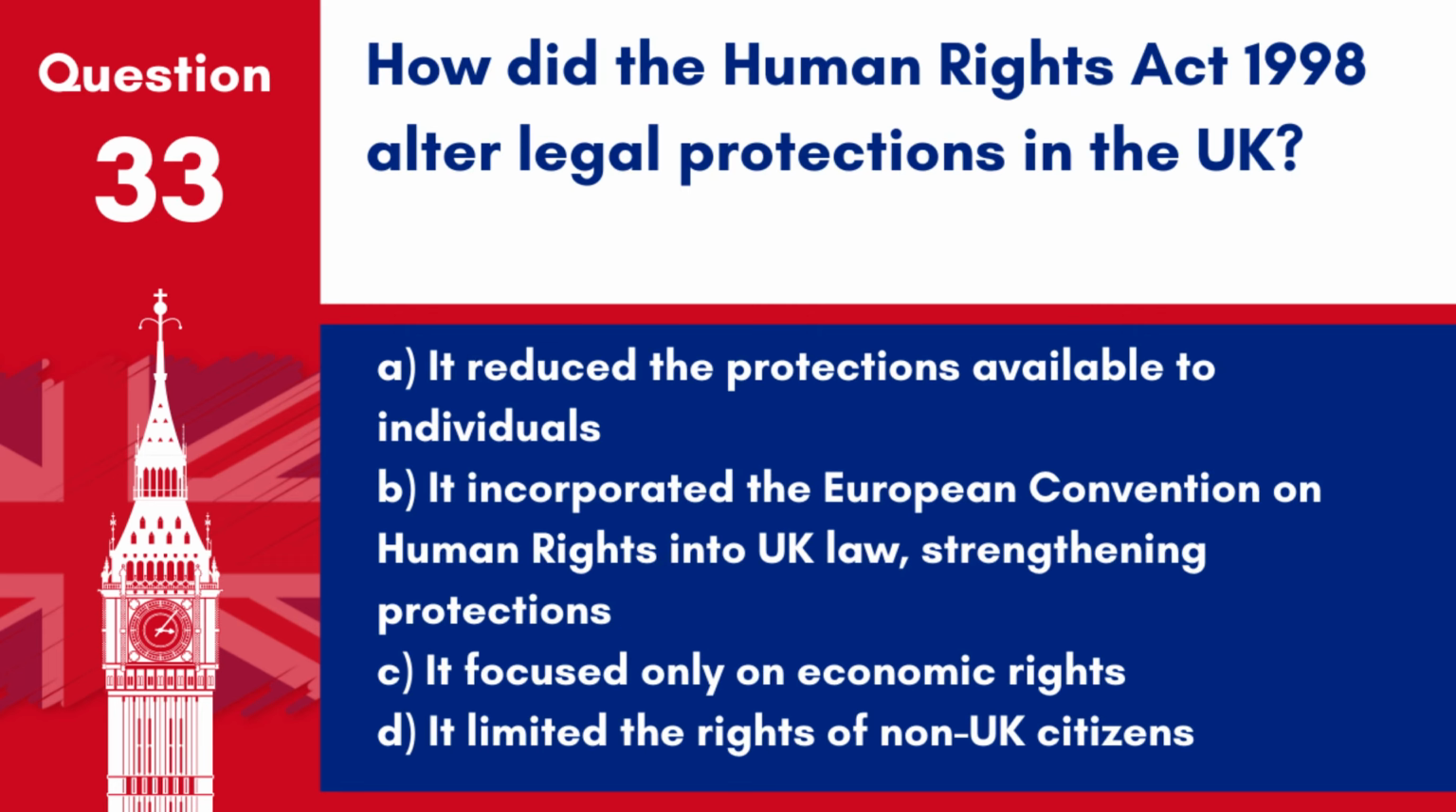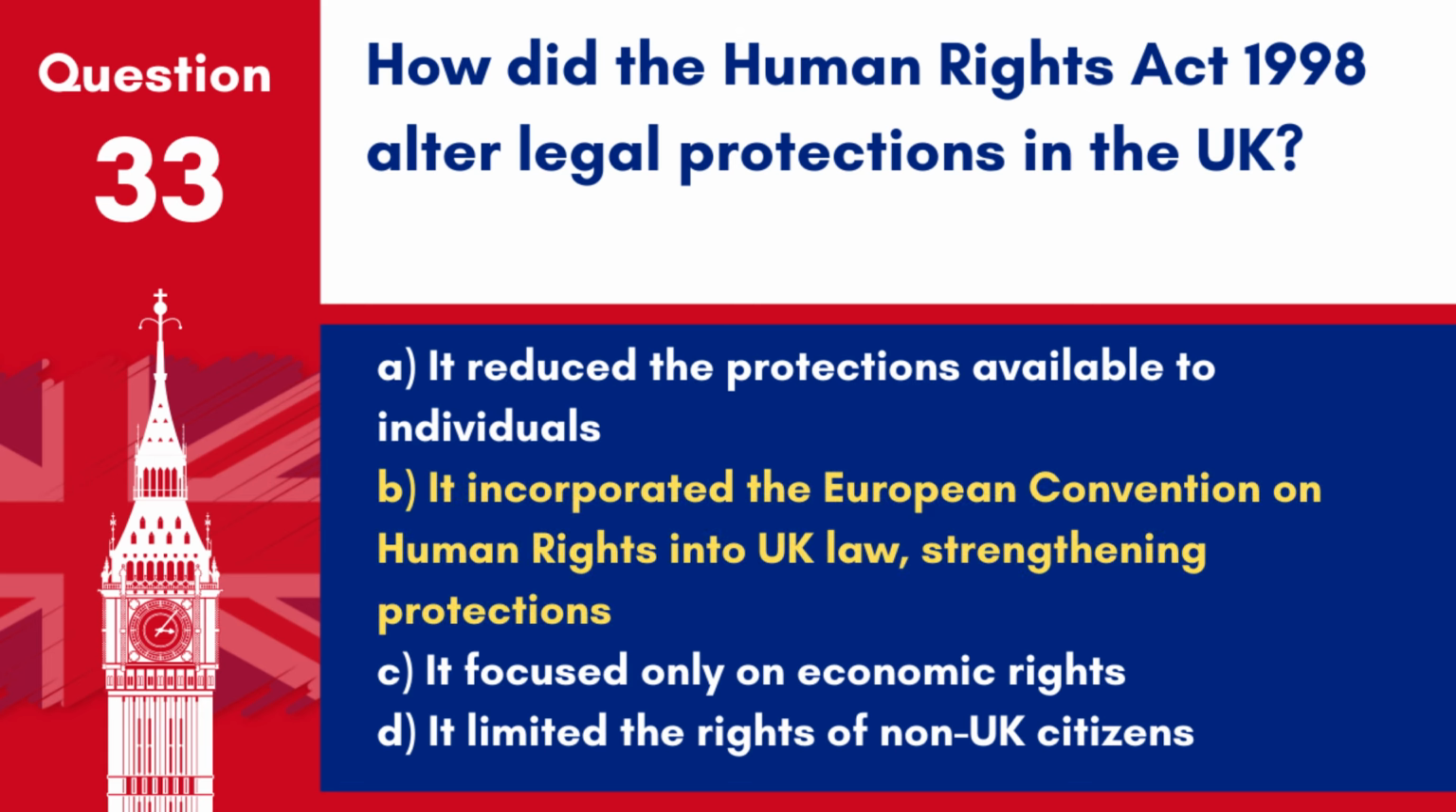Question 33. How did the Human Rights Act 1998 alter legal protections in the UK? A. It reduced the protections available to individuals. B. It incorporated the European Convention on Human Rights into UK law, strengthening protections. C. It focused only on economic rights. D. It limited the rights of non-UK citizens.